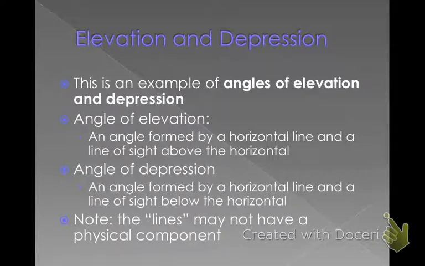So the angles of depression and elevation are formed with a horizontal line, and in the case of elevation, a line of sight above horizontal, and depression would be a line of sight below the horizontal. Note that the lines may not have a physical component. They may just be imaginary, a line of sight, something that's not really a physical line like the ground or a string or a wire.